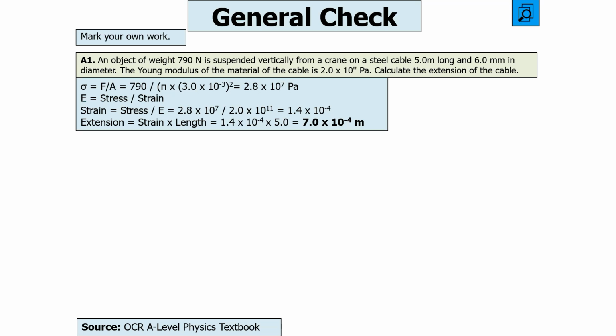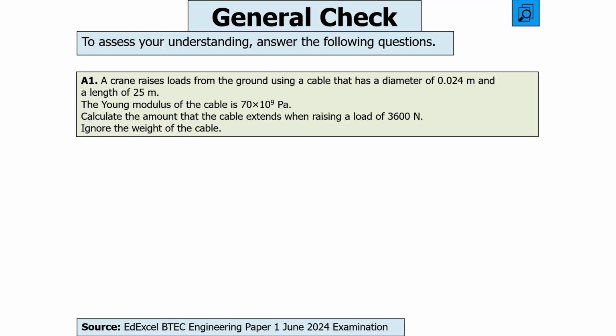So the following question says, a crane raises loads from the ground using a cable as a diameter of 0.024 meters and a length of 25 meters. The Young modulus of the cable is 70 times 10 to the 9 pascals. Calculate the amount the cable extends when raising a load of 3,600 newtons, ignoring the weight of the cable. So pause the video now, then unpause the video when you want to go through your answer.